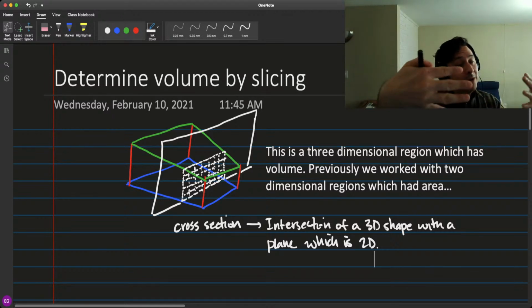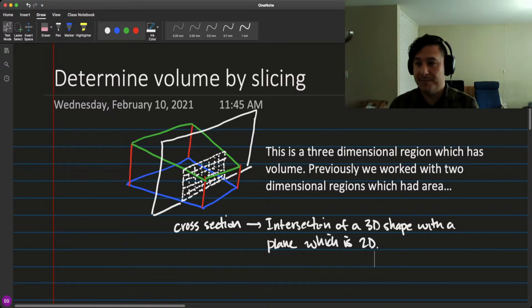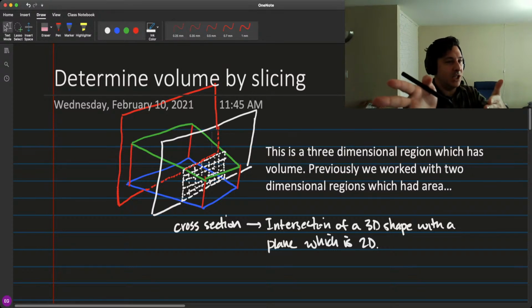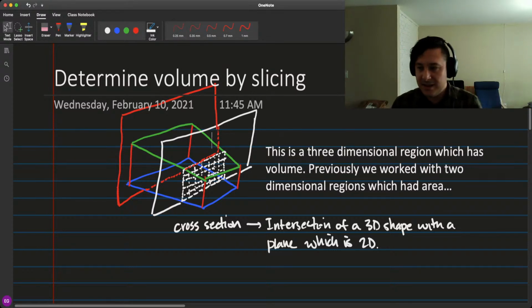Now, as you move the cross-section, something interesting happens. Let's make another cross-section in red. Does everyone see how I moved my sheet of paper back basically? And it intersects over here.